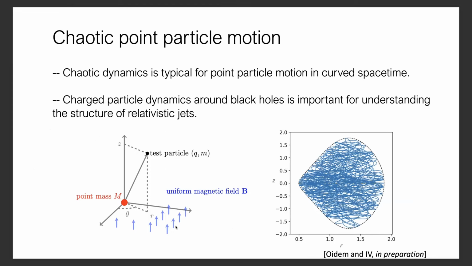Astrophysically, this is not really an unrealistic system, because you can imagine a uniform magnetic field set up by an accretion disk. So you can have a black hole and an accretion disk made up of charged particles, where the charged particles would be setting up this magnetic field around the black hole. An example of the kinds of charged particle orbits of interest is what you see on the right here.